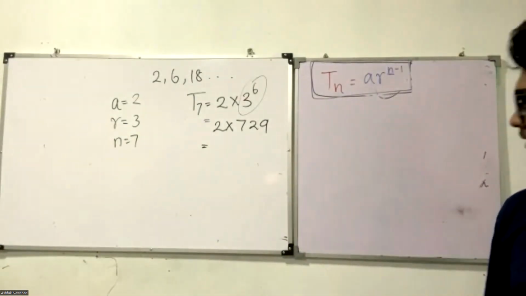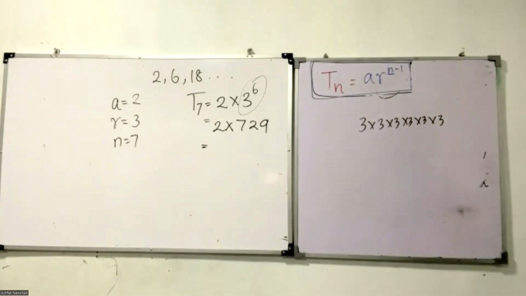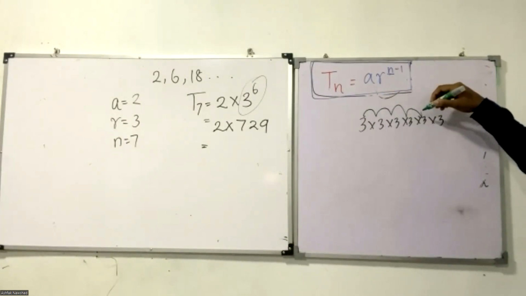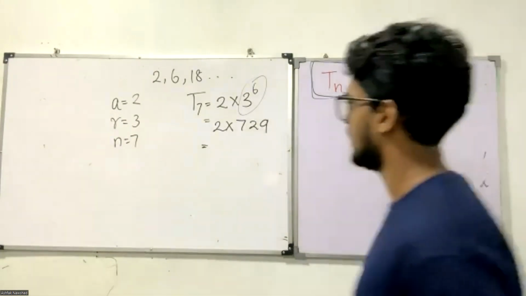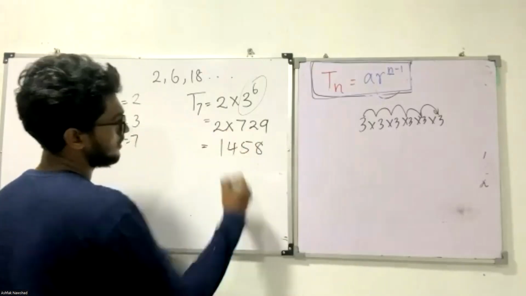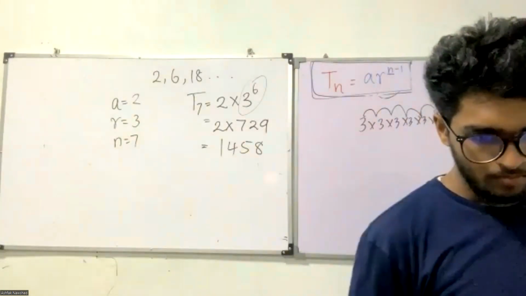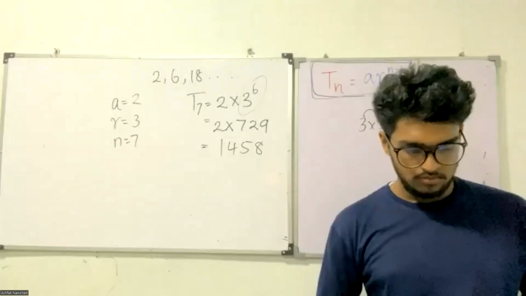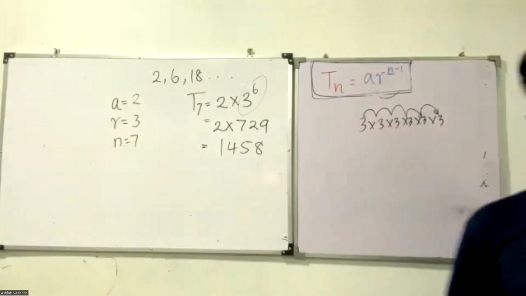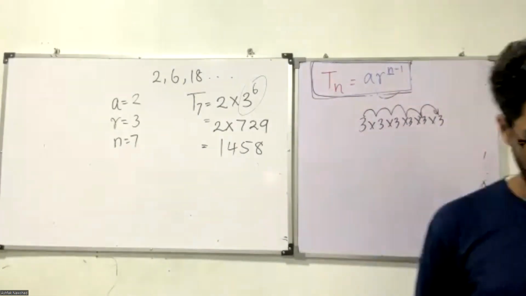3 to the power 6 is 3 times 3 times 3 times 3 times 3 times 3. 9, 27, 81, 243, and 729. So we get an answer 1458. Is this clear? I got 3 correct answers. Are you familiar with the formula? Are you clear on how to use the formula? Yeah, now you understand. Good.